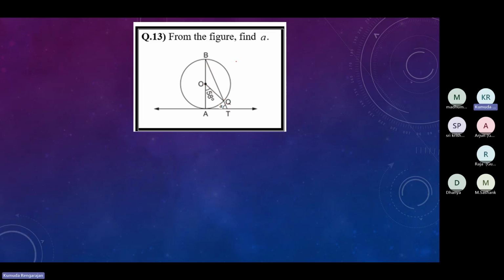Excuse me. Yeah, children. So we were talking about AOQ made by arc AQ at the center, and ABQ made by the same arc AQ at B on the circumference. So if this is 58, this is 29. Circumference is half. And this is 90, because radius and tangent are perpendicular. So you can find angle A using angle sum property in triangle ABT, because this is 90 degrees and this is 29. So you can find A.